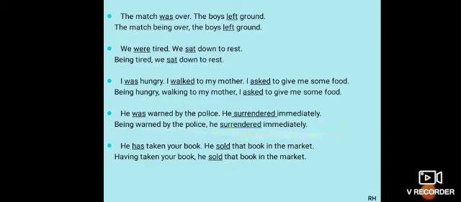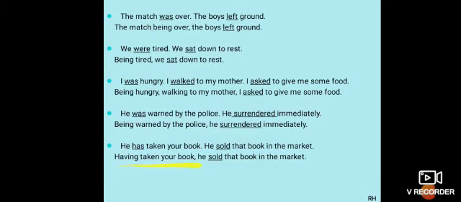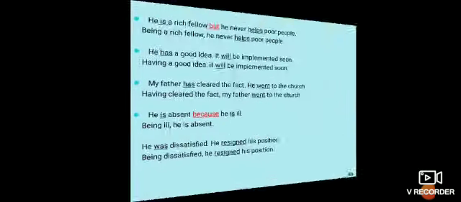He has taken your book. He sold that book in the market. So has is the first finite verb, sold is the second finite verb. Because it is has, have or had, we have to use having. So has I'll change to having. Now he is repeated, so I'll cancel he. So it becomes: having taken your book. Remove the full stop, put a comma, capital H to small h. He sold that book in the market.